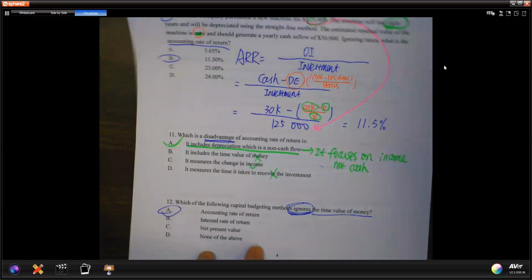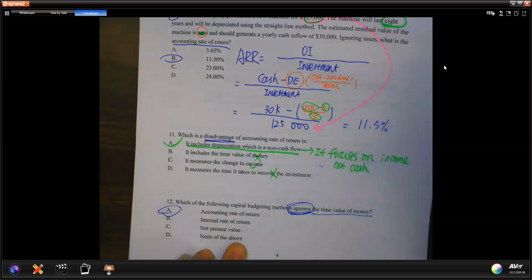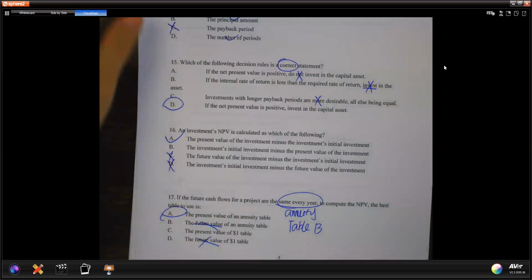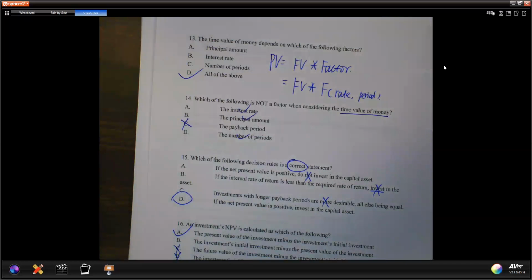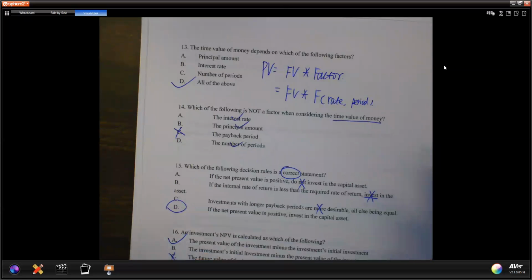Question 12, ignores time value of money. We said ARR, IRR, NPV, they use the time value of money. Okay. Question 13, talking about the time value of money. I didn't really talk about this directly, but we kind of got the idea.